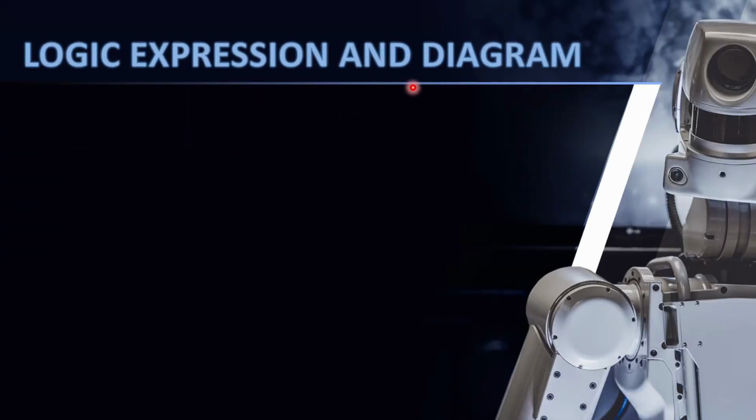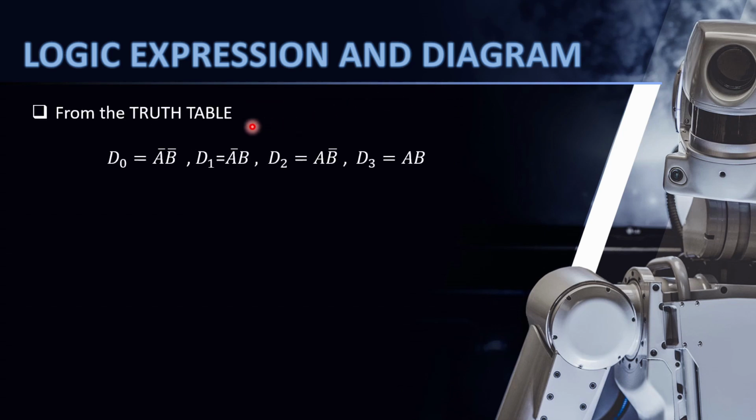Logic expression and logic diagram. From the truth table above, we see the value of D0 will be A bar, B bar, that is 0, 0. D1 will be A bar, B, that is 0, 1. D2 will be A, B bar, that is 1, 0. D3 will be A, B, that is 1, 1.